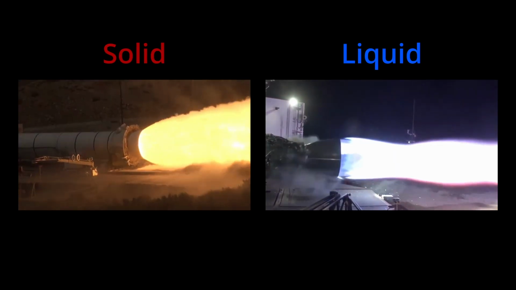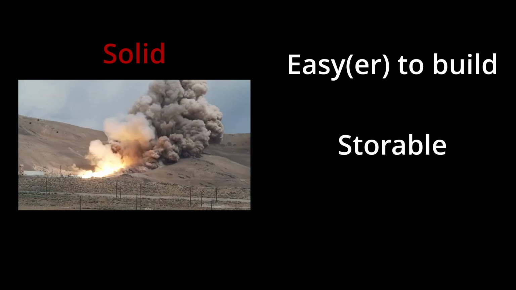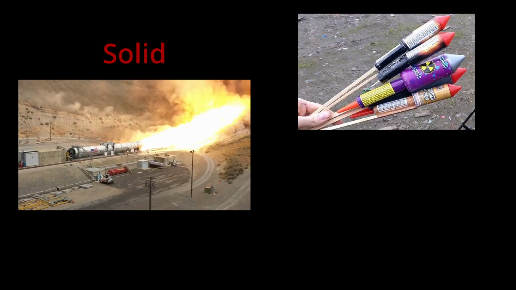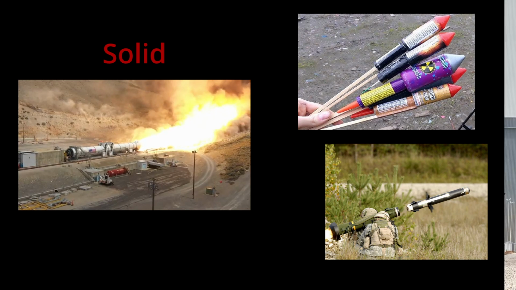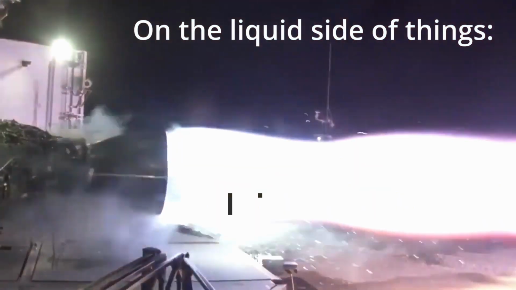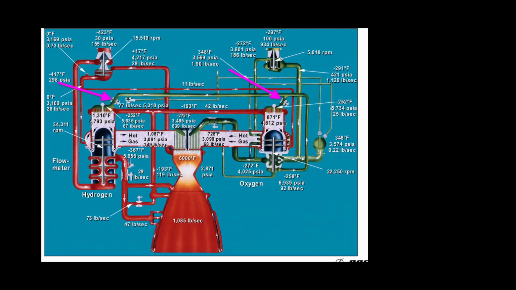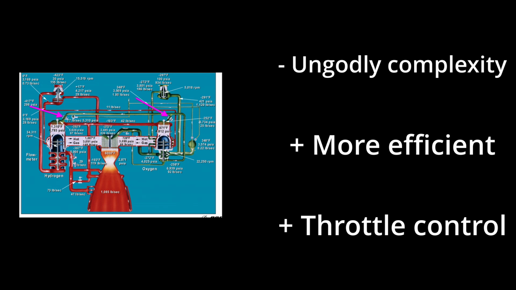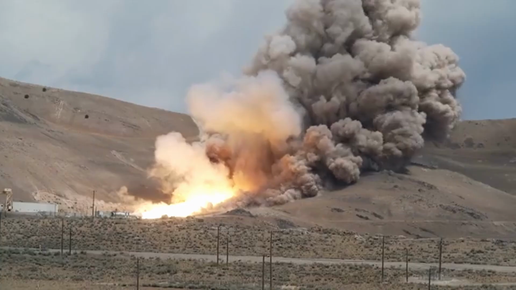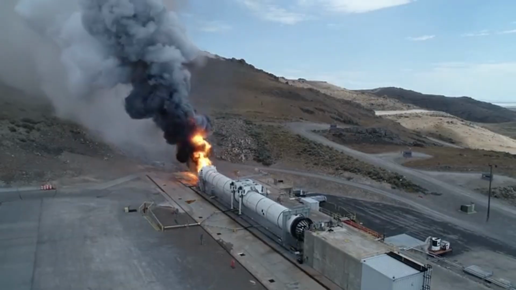Solid and liquid motors. We'll start with solid motors. These motors are known for being comparatively easy to design and build, storable for long periods, and are usually smaller than liquid engines. A few solid rocket motors you may be familiar with are firework motors, anti-tank rockets, and the Space Shuttle Solid Rocket Boosters, or SRBs. Liquid-propelled engines are significantly more complex, but also boast better efficiency and the ability to be throttled. Oh yeah, forgot to mention, you can't throttle solid rocket motors. Once you light them, they will burn, and burn, and burn, until they exhaust all their fuel.